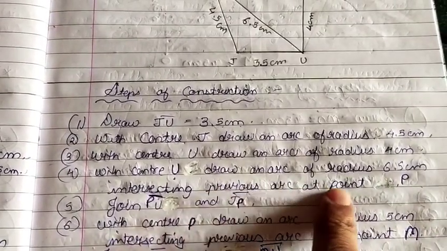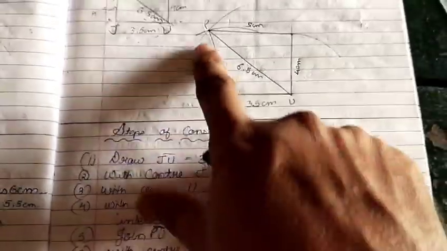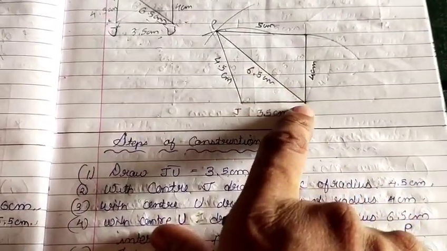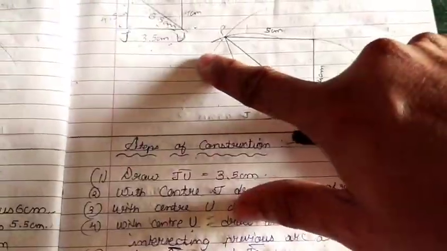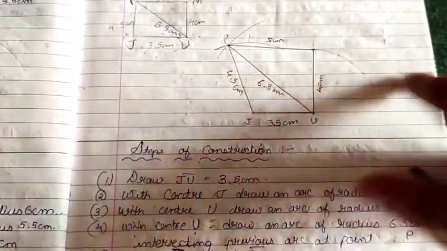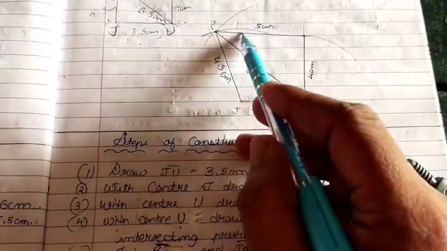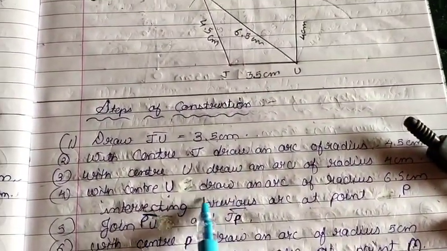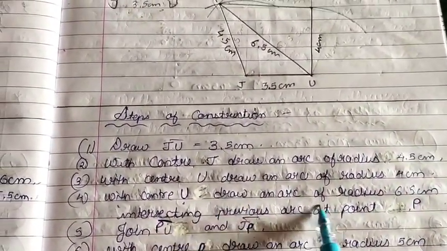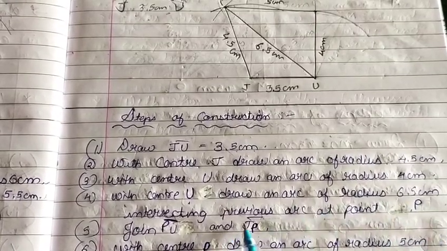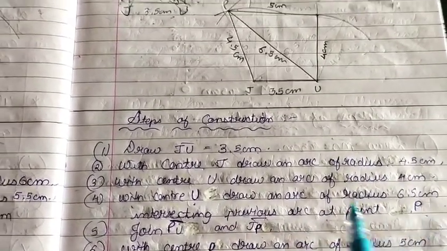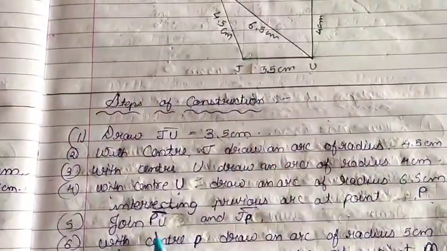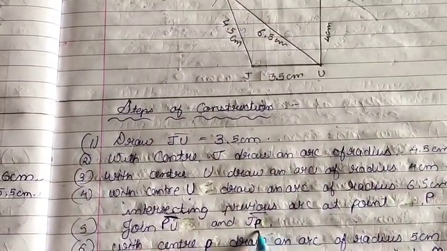Now it intersects the previous arc at point P. See, dear student, while drawing this diagonal from U, it intersects the previous arc at point P. Now write down the step: with center U, draw an arc of radius 6.5 centimeter intersecting the previous arc at point P. Now after doing such, draw PU and PJ. So write down over here, draw PU and PJ, or JP, both are the same.